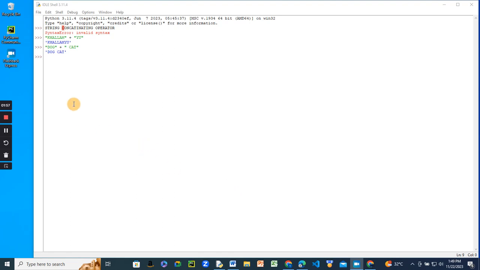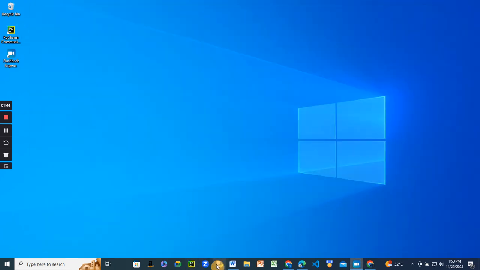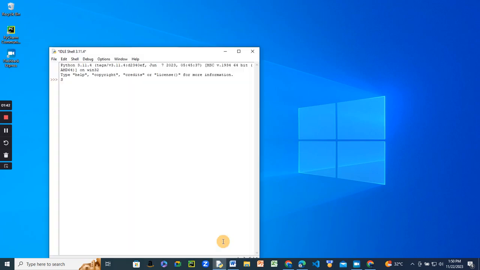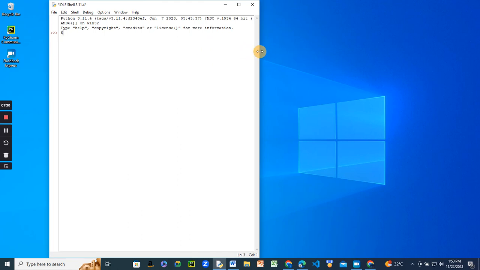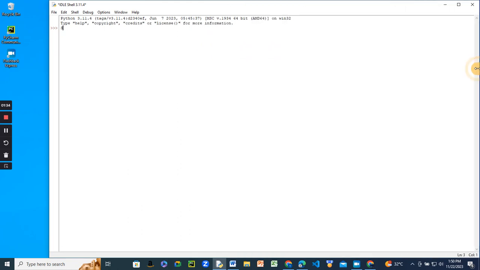So basically now, my people, the next thing we are going to work on is the string replication operator. So the string replicating operator. String replication operator. So string replication operator, wetin this one mean is just times.